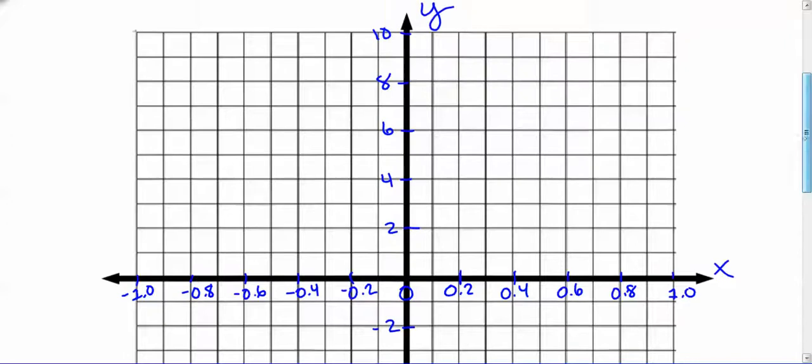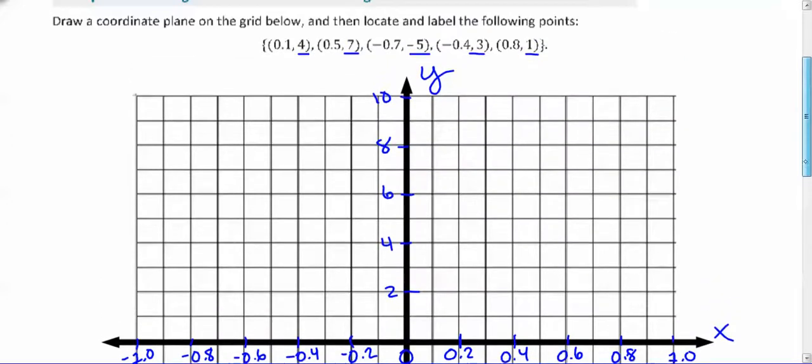Alrighty, so I'm going to pause this video because our next step is going to be to name these points. And again, we kind of joked about this yesterday. We're not going to call them Bill or Bob or anything like that. We're just going to call them capital letters here. So we're going to give them a name so that way we can label them with the name instead of the ordered pair.